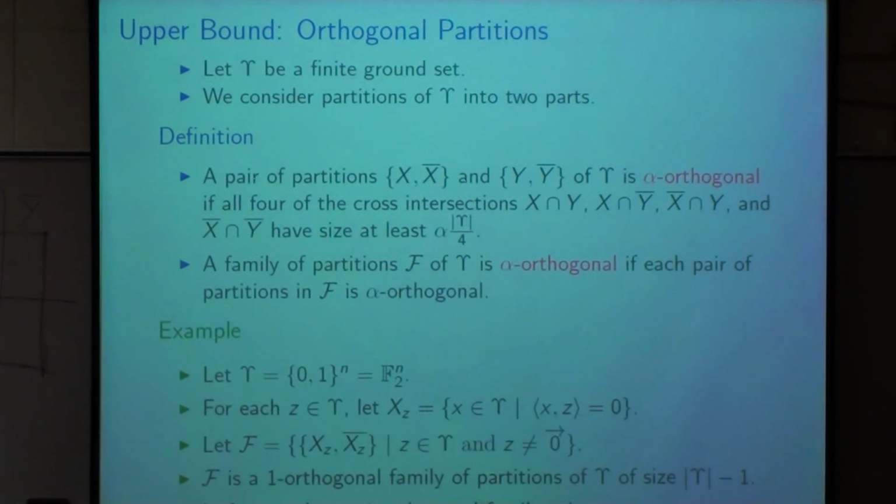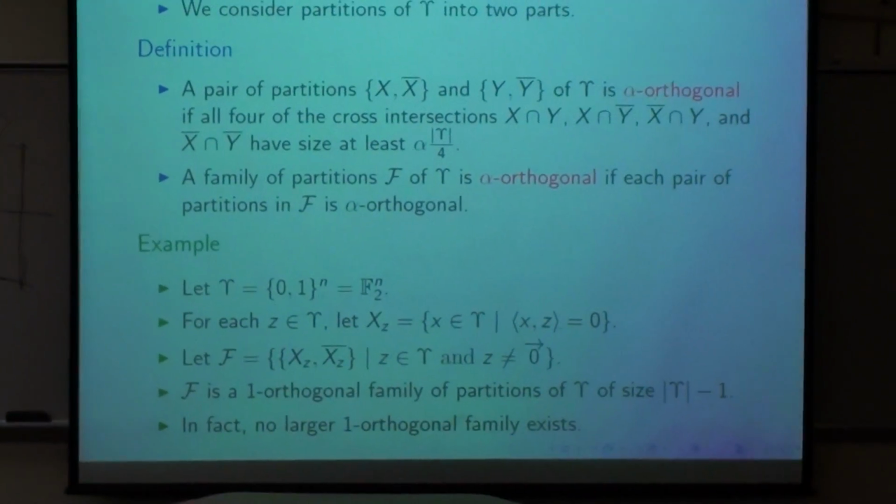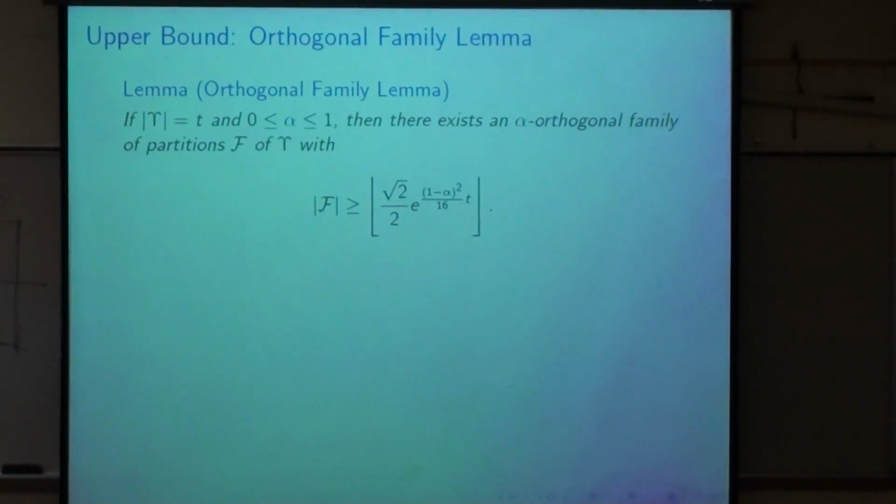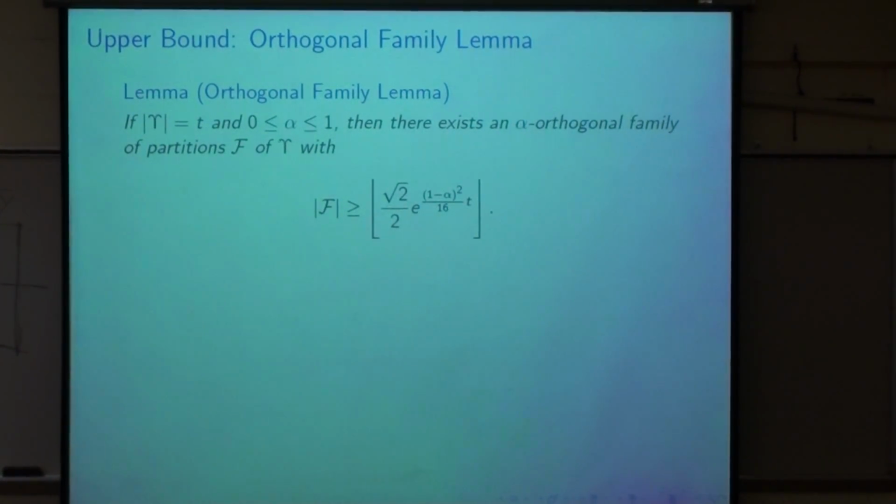If we're willing to relax this requirement alpha, if we're willing to go down from alpha equals 1 to a smaller value, then we can find a lot more. That's what this lemma is saying: as long as you're willing to tolerate a little bit of error, not divide the ground set into 4 exactly even parts, but 4 parts which are somehow close to being even, then you can find exponentially many partitions to form your alpha orthogonal family. And the proof is very natural, straightforward. All you do is choose your partitions at random.